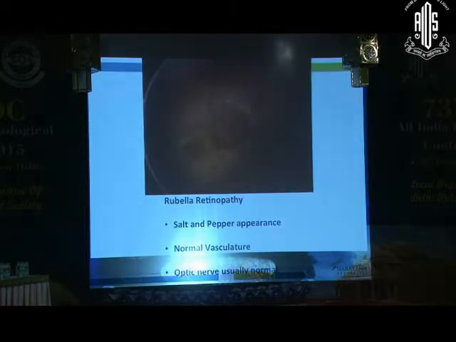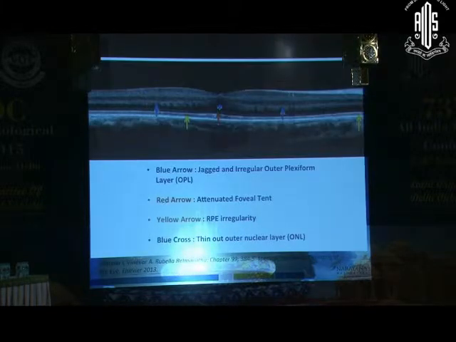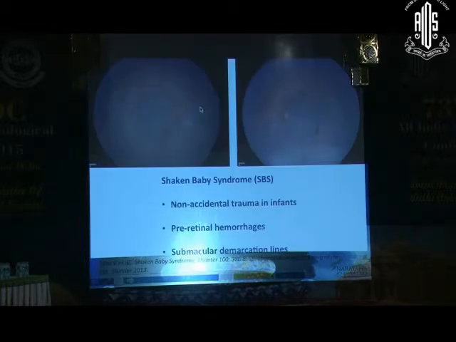Rubella, this has been one of our reports where we know that it's seen as salt and pepper retinopathy, always believed to affect only the outer retina and the retinal pigment epithelium, but we showed that you get outer plexiform changes as well, some sort of deposit-like jagged appearance of the outer plexiform. More of an academic interest.